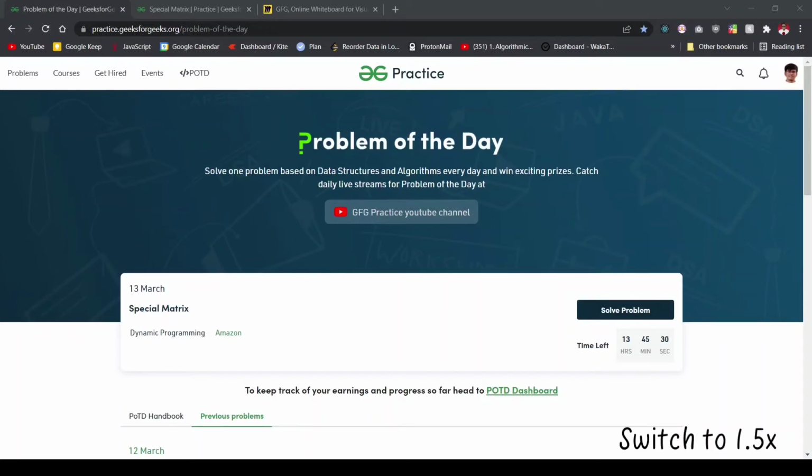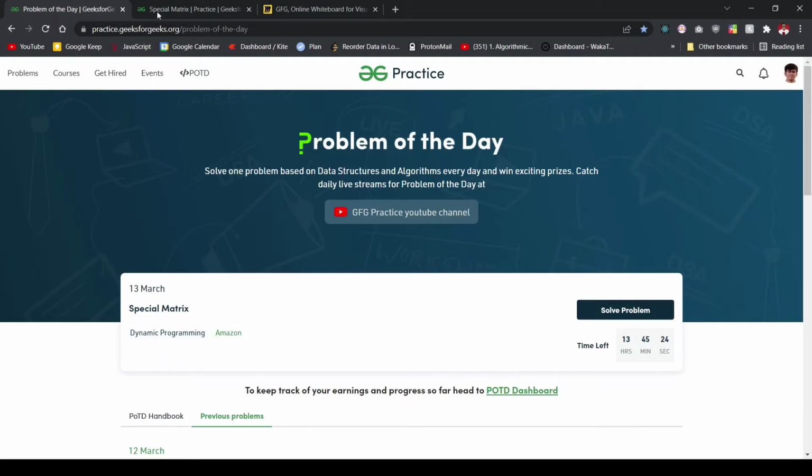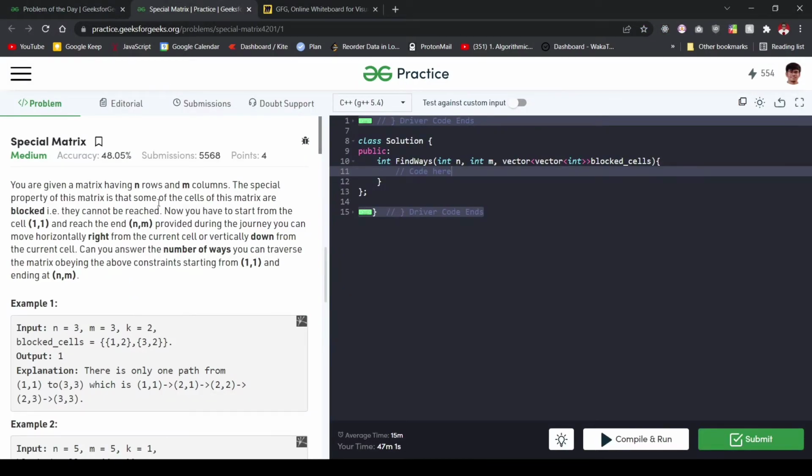Hello everyone, this is Alistair here, and today's problem of the day is titled Special Metrics, and it involves some form of dynamic programming approach to solve the problem. So let's have a look at the problem itself.